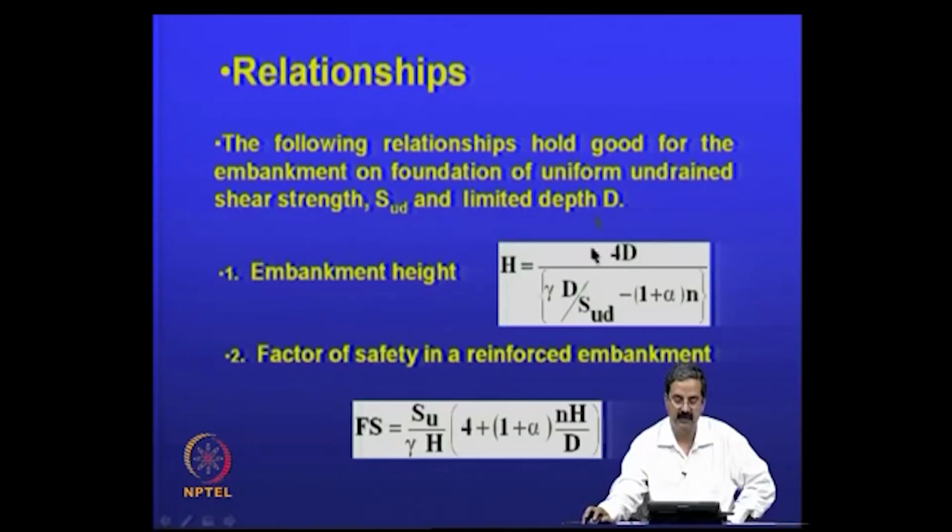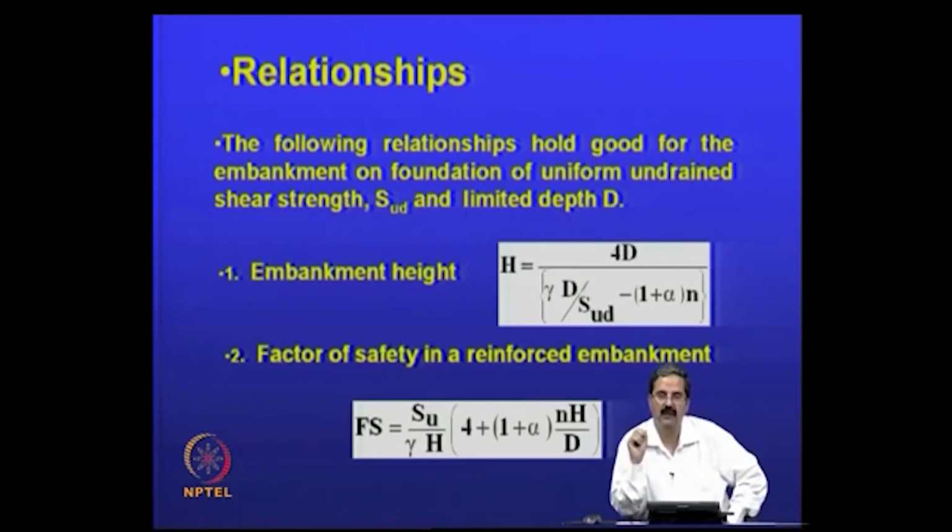This is again a simple equilibrium equation that one can derive, and the following relationships hold good for the embankment on a foundation of uniform undrained shear strength Su and limited depth D. All these equations that I am going to present now are valid for cases where the depth of the soft soil is limited. For example, maybe 5 meters is the height and 4 meters is the thickness of the soft soil.